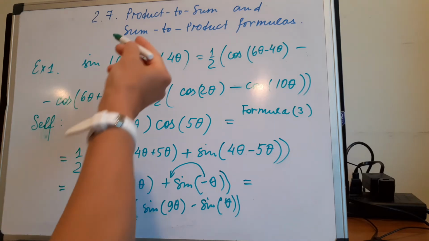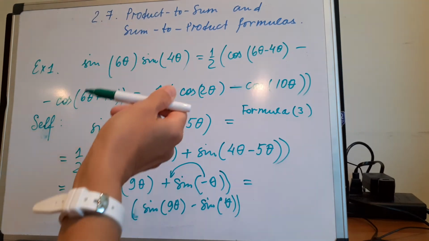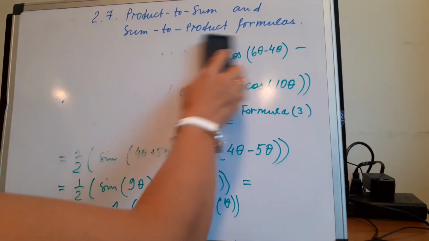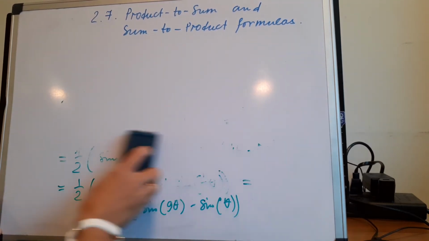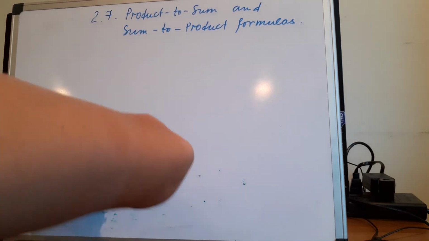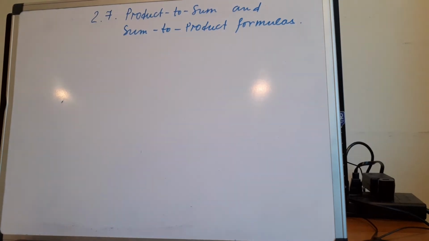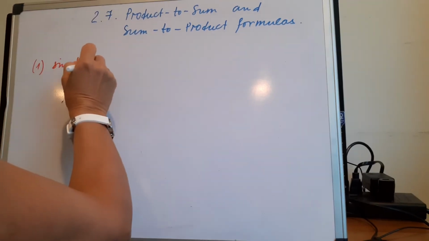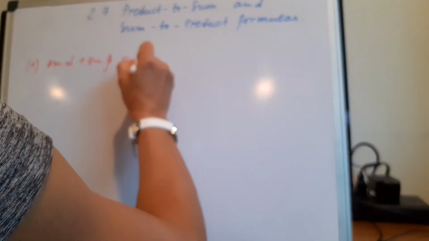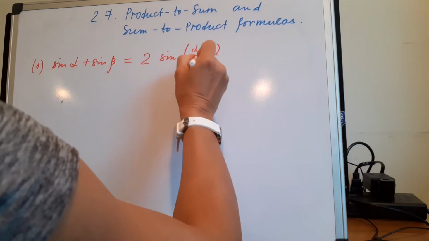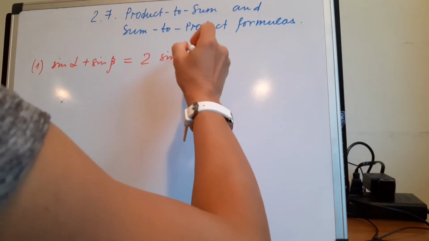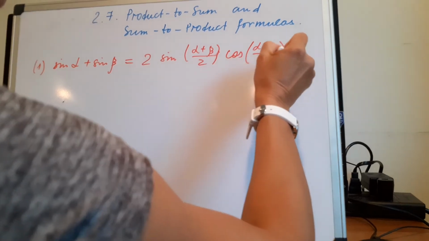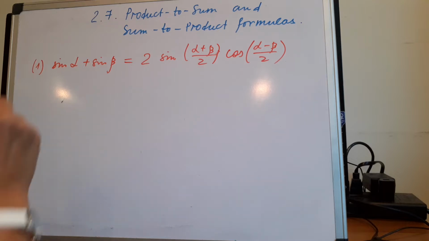Now, guys, let's do sum to product formulas, which are going to be kind of inverse formulas, when we have a sum and we are going to convert it into a product. Okay, let me erase these examples and write down the formulas. Sum to product formulas. Number 1, sine of alpha plus sine of beta is 2 sine of (alpha plus beta) over 2. Over 2 comes in parentheses. So add alpha plus beta, divide by 2, and then take the sine. And then cosine of (alpha minus beta) over 2. Formula number 1.